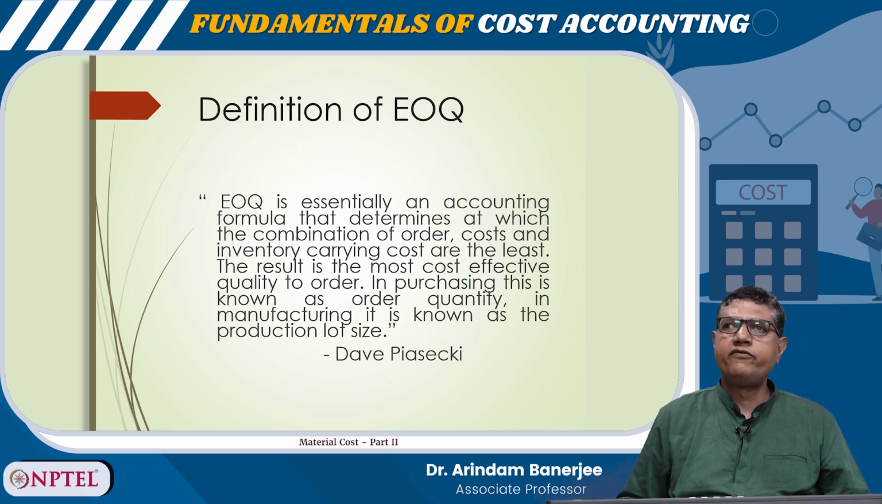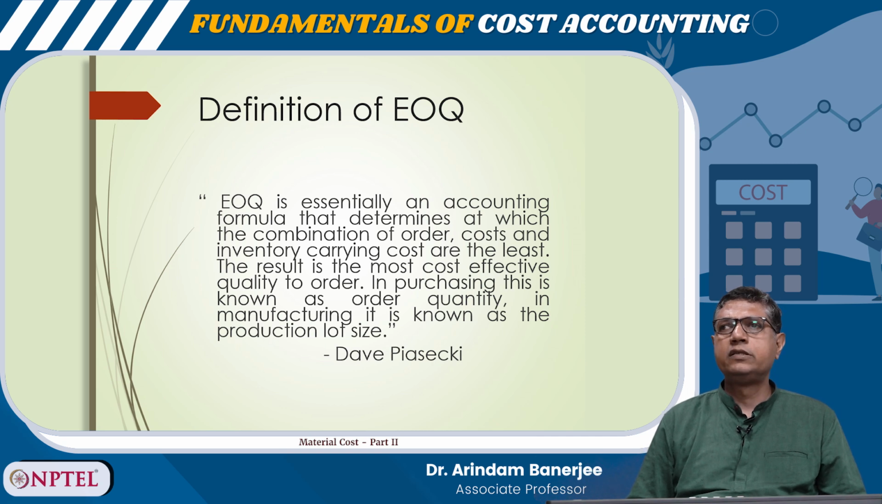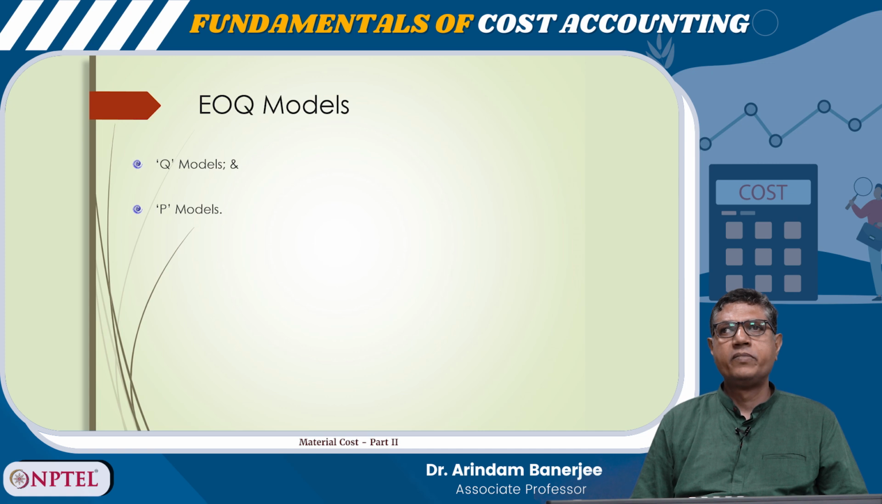what is the definition of EOQ? EOQ is essentially an accounting formula that determines at which point the combination of order costs and inventory carrying cost are the least. The result is the most cost effective quantity to order. In purchasing, this is known as order quantity. In manufacturing, it is known as the production lot size. So, EOQ basically tells us that when the company will order, what should be the quantity.